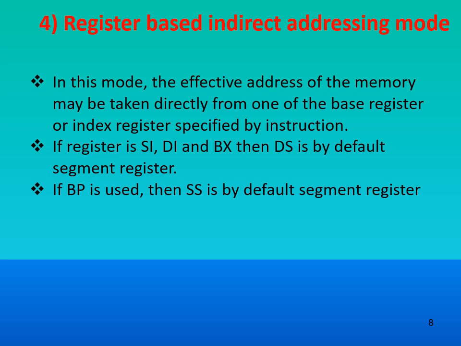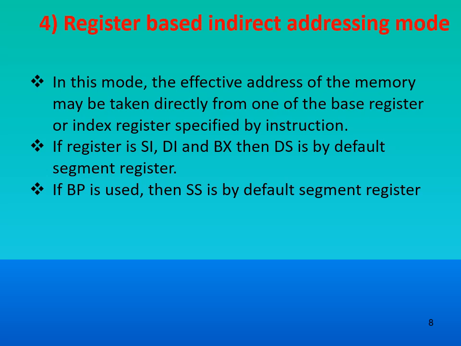The fourth one is register-based indirect addressing mode. From the name itself, it is indirect. In your previous case, it was direct addressing mode. We had a clue from which memory address you need to take the data, because that address was directly given in the instruction. But here it is indirect addressing. That address is not directly given in the instruction. Instead, that address will be residing in a register, and we will be specifying that register as the source operand.